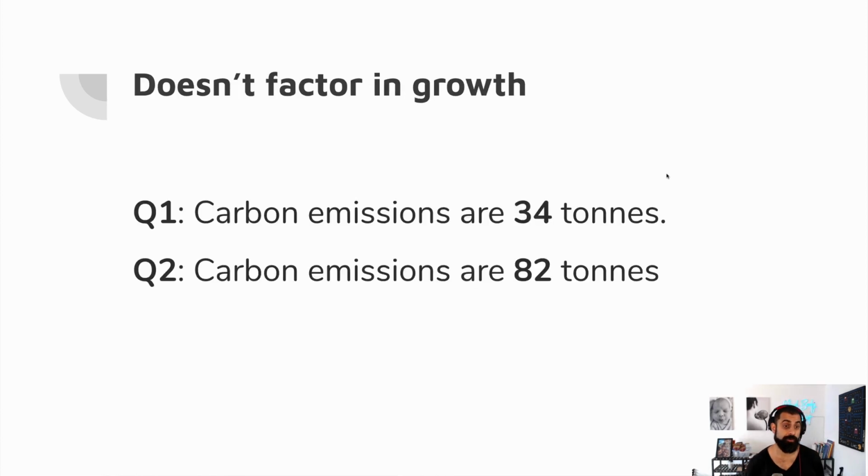Greenhouse gas protocol just doesn't factor in growth. So let's imagine the carbon emissions of your application are 34 tons in the first quarter. And then in the second quarter, they became 82 tons. Is that good? Is that bad? If you're the CEO of an organization, should you fire the person in charge of sustainability or should you give them a promotion?